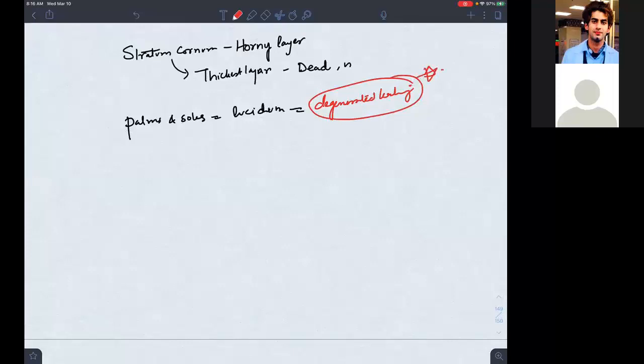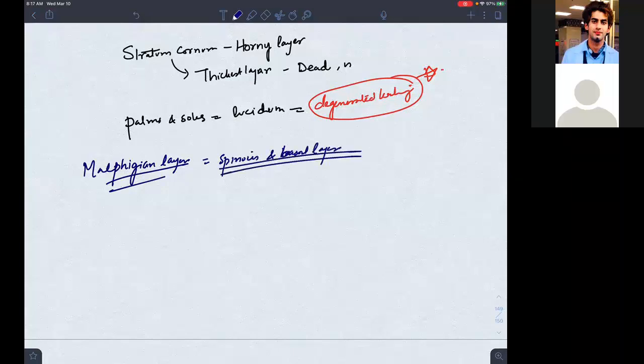Okay, easy. Next question. There will also be a name in your books, the Malpighian layer. So that term, Malpighian layer, is used for what? Your spinous and basal layers in combination.